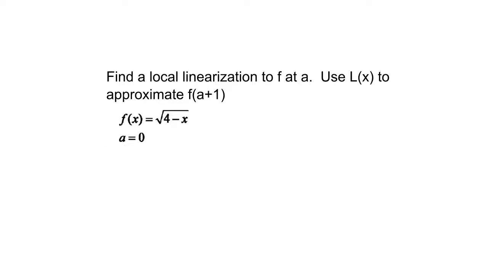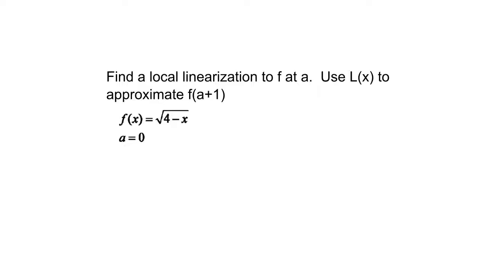Okay, consider this problem. Directions are: find a local linearization to f at a. That means find a tangent line. Use L of x, which is your local linearization, L of x represents your tangent line, to approximate f of a plus 1. What does that mean? It means I'm going to do a tangent line at 0, and then once I have my tangent line, since a is 0, 0 plus 1 is 1, I'm going to plug 1 into it and see how close it gets to what this thing is actually doing.